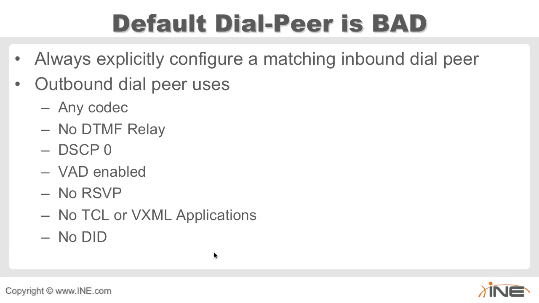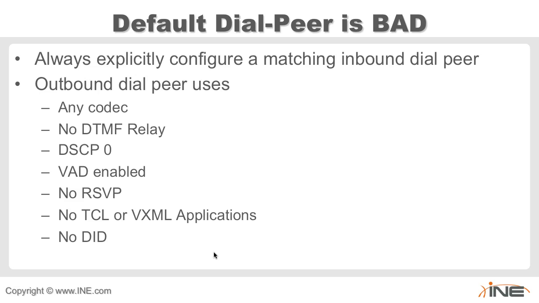And whoops, I went backwards. And the default dial peer is bad. Okay, you should always explicitly configure a matching inbound dial peer. And this is where I'm saying a lot of people forget about configuring an inbound dial peer, and it's the reason for a number of mysterious problems.